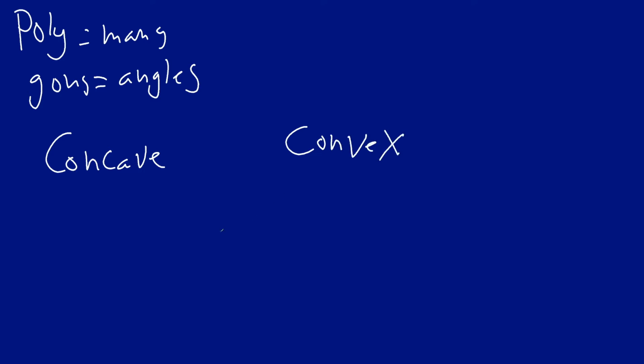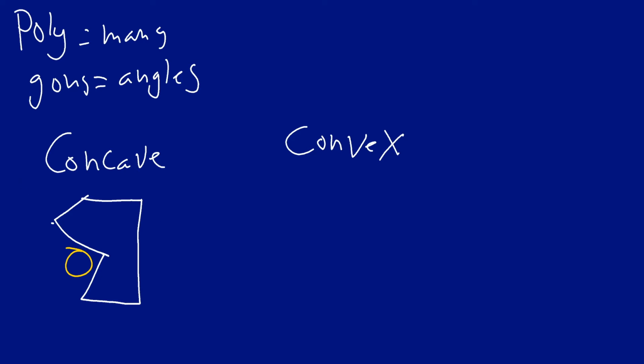Now, when we're talking about concave, there's some sort of an indentation in the polygon. So let's see here if I can try to draw something. Not the best drawer. So then we go up like this, and then we come down like that. And so this space right here is called the cave, if you will, and that's why we call it concave.